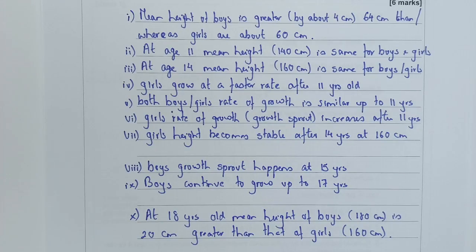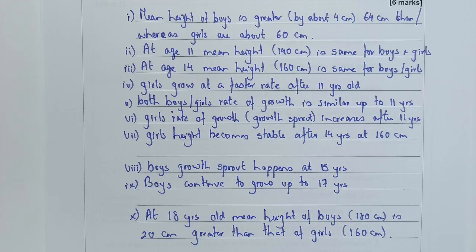So what does a typical answer look like? I have written about 10 points. Let me walk you through these points. First point, the mean height of boys is greater by about 4 centimeters, which is 64 centimeters to start with, than girls, who are starting off with about 60 centimeters at birth. At age 11, the mean height, which is about 140 centimeters, is the same for both boys and girls. And at age 14, the mean height, which is 160 centimeters, is also the same for both boys and girls.